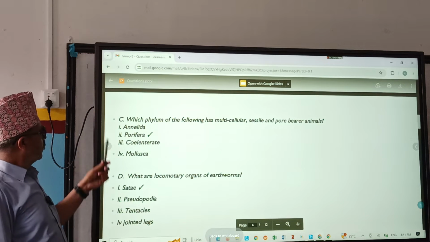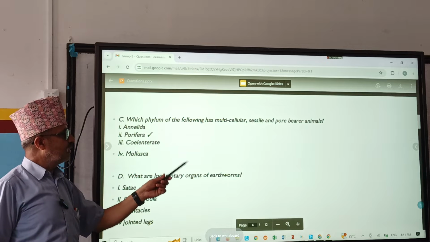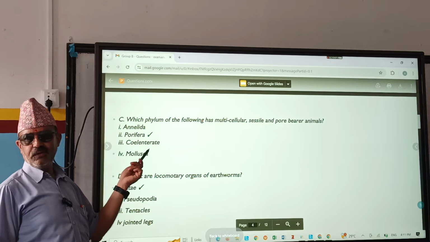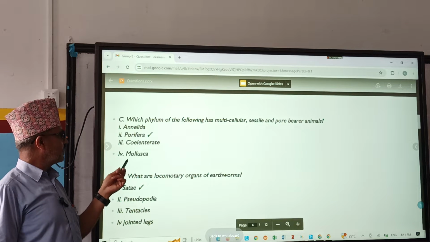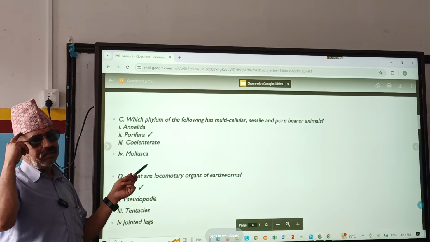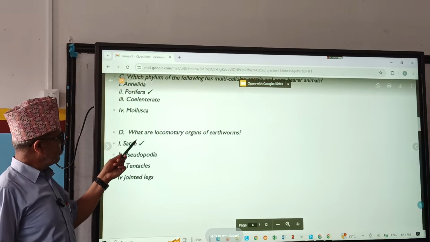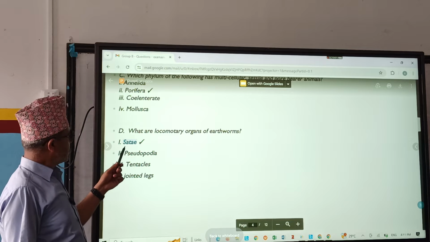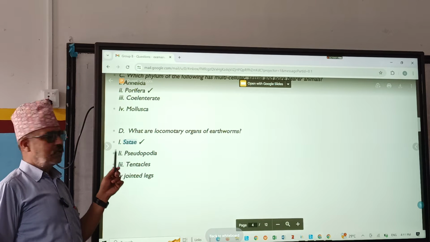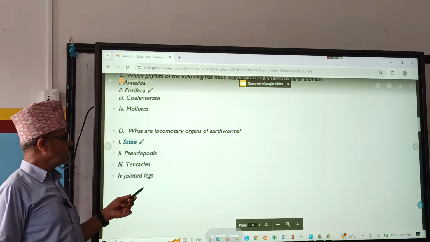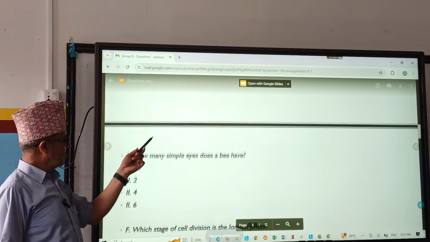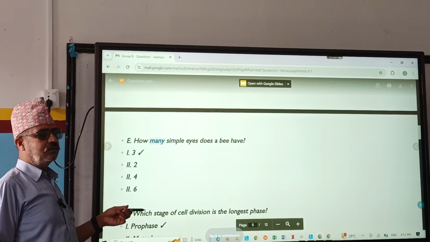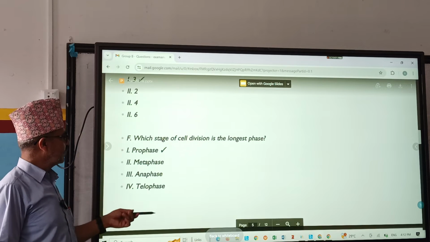Question number 3. Which phylum of the following has multicellular, sessile, and pore-bearing animals? Pore-bearer, obviously Porifera. Annelida, Coelenterata, Mollusca, we should not say. Remember, practice. Question number 4. What are the locomotive organs of earthworms? Seta. The spelling became a bit garbled, right? Seta, pseudopodia, tentacles, jointed legs. Seta, right? How many simple eyes does the bee have? 3, 2, 4, 6. What is correct? 3. 3 is correct. So what she has chosen is right.